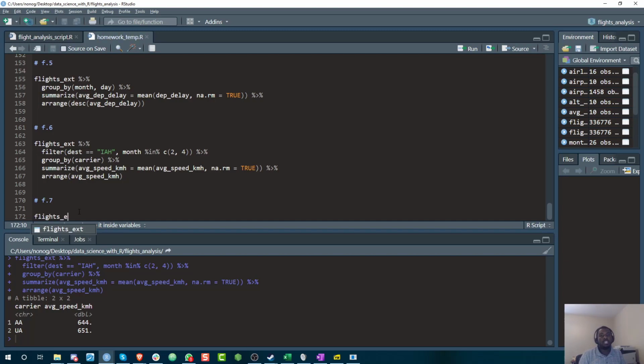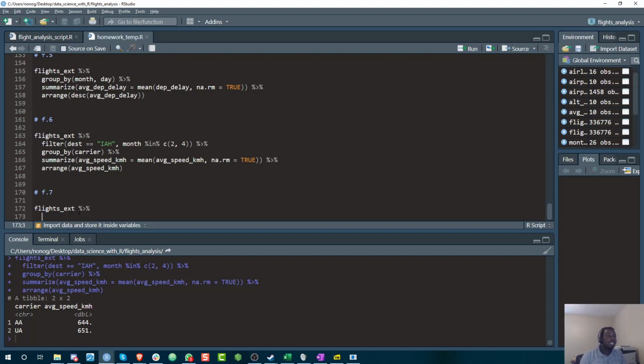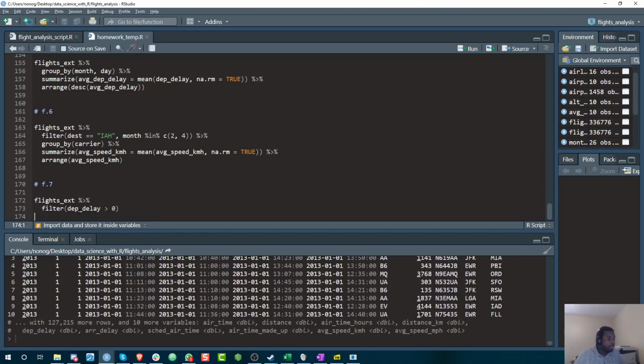So flights extended. Now, one of the conditions is that there is departure delay. So I'm sure that many of you have been able to see this, but we need to filter such that the departure delay is strictly greater than 0, because if there's no departure delay, then you can't really call it time made up. So we just want to analyze those cases when there's a departure delay.